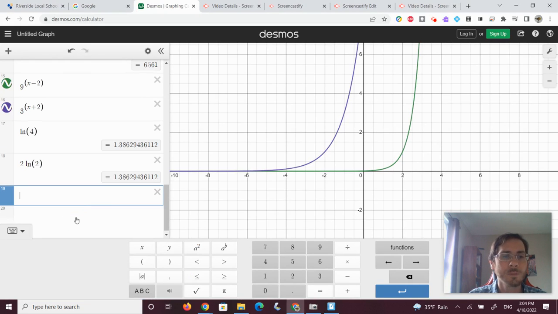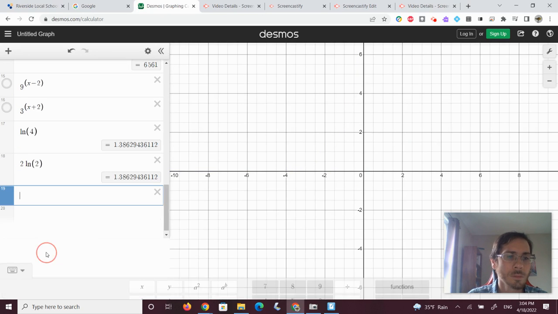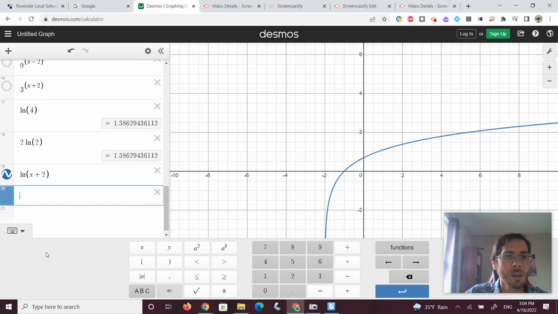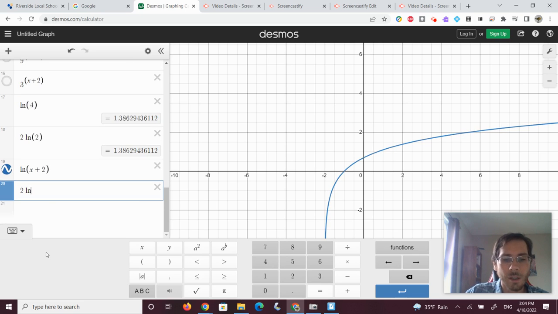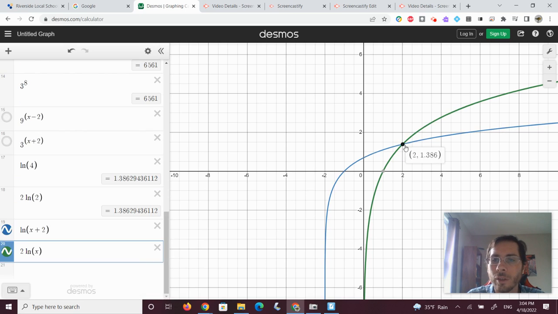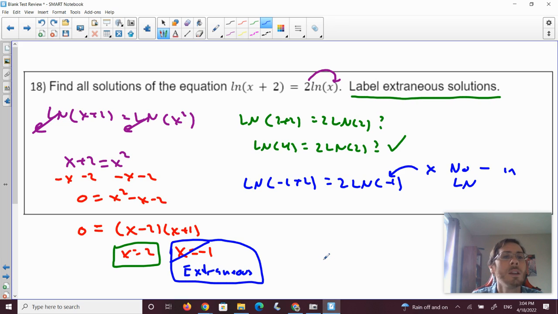ln of x plus 2. Let's get rid of these ones. And 2 ln of x. See, yep, okay, they definitely cross here at 2. But you can see the green one, and this is why we said that it didn't work, is that that green one never gets to negative 1. X equals negative 1 is outside of its domain. So we don't actually pick that one.